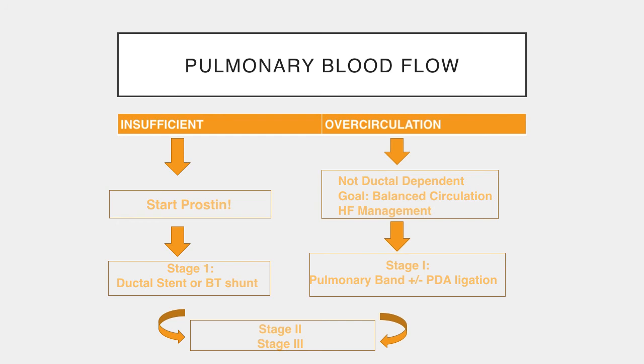And then ultimately, within the first month of life, their pulmonary overcirculation will worsen even with your medical therapy. And so their stage one is going to be either a pulmonary band to limit pulmonary blood flow, plus or minus ligation of the PDA if it still remains open even after you've stopped Prostin. After stage one, for the pulmonary insufficient subtype and the pulmonary overcirculation subtype, both will go down this single ventricle pathway. Think hypoplastic left heart here.